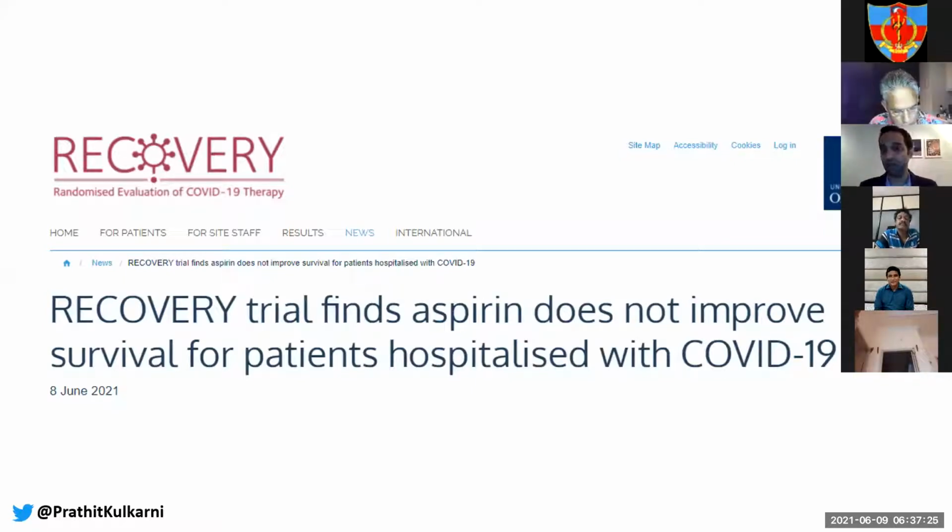In their trial, aspirin did not show any improvement in survival for patients hospitalized with COVID-19. They did an excellent study, very good. This was just released 12 hours ago online, and it showed that aspirin was not shown to be of any benefit in patients with COVID-19. So unfortunately, that's another medicine which will not work for COVID-19.